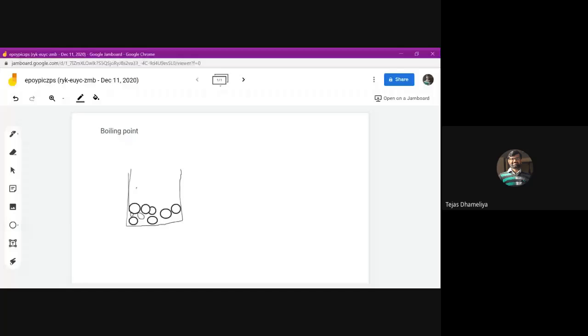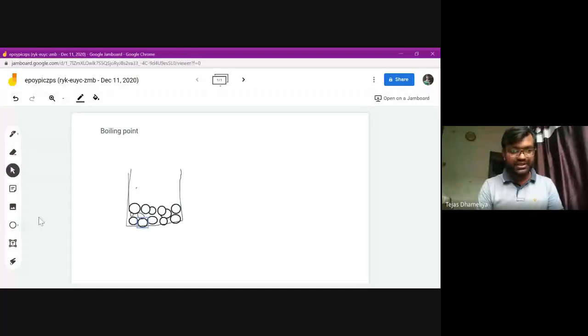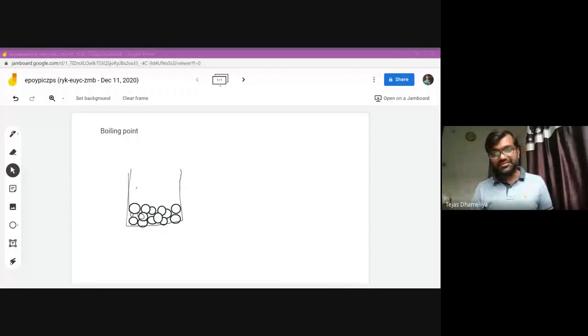Molecules of liquid are represented with the help of these spheres. Consider them as spheres, no issue with that, but they are compactly arranged. One is overlapping with the other. So this way, all of them are compactly arranged. It looks good. So all these are basically water molecules.